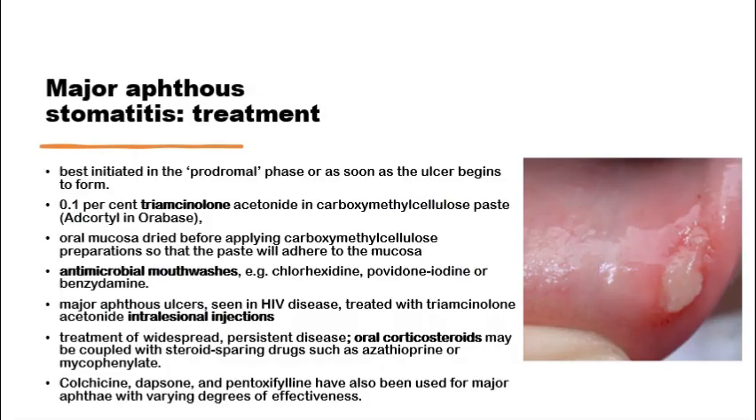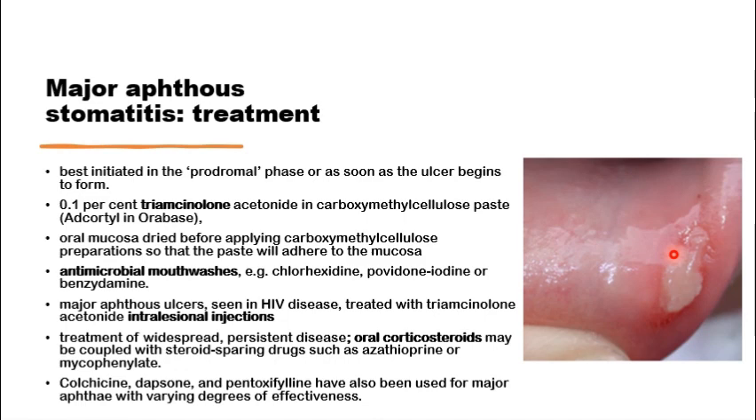The treatment for aphthous ulcers is best initiated as early as possible. The ulcers may be covered with steroid pastes, things like 0.1% triamcinolone acetonide. It's best to dry up the mucosa around the ulcer before the application of the paste so as to allow it to adhere to the mucosa. Antimicrobial mouthwashes like chlorhexidine, povidone iodine, or benzydamine can also help in preventing secondary bacterial infection.